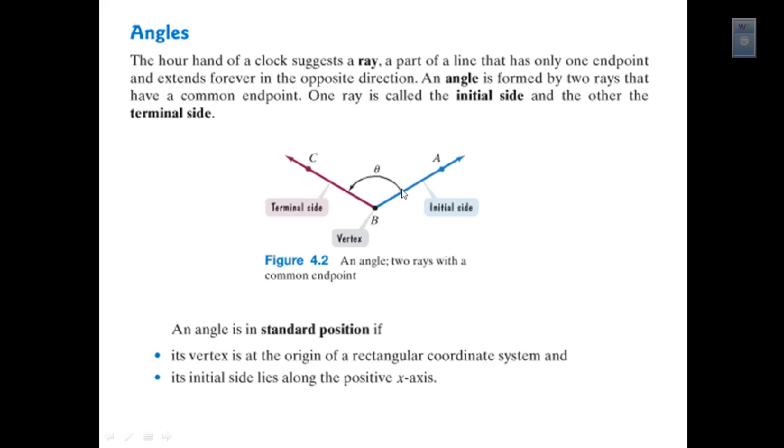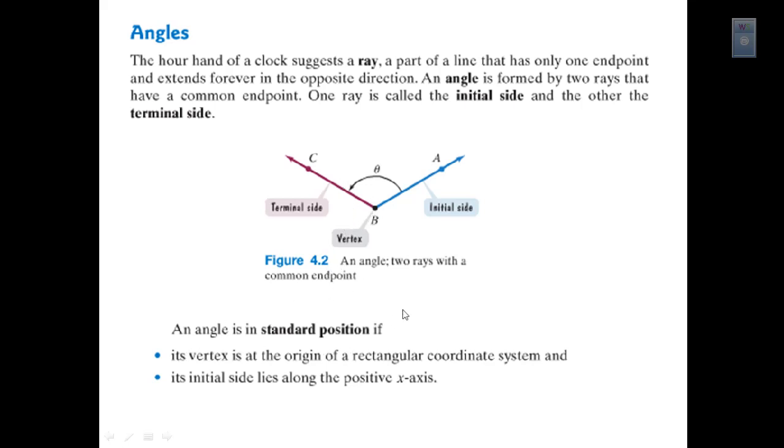Remember, when we talk about an angle, we're talking about movement of one line through an arc to get to another position. So when we talk about an angle, we're actually talking about this part right here, the measure of that angle. How far did that thing have to swing around this vertex B to get there?